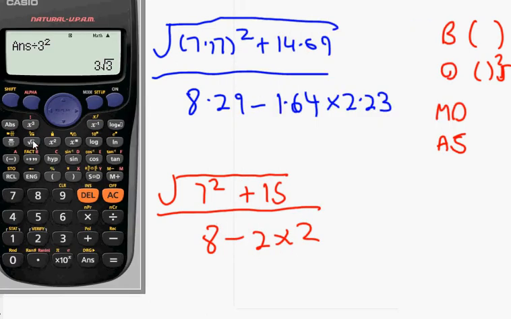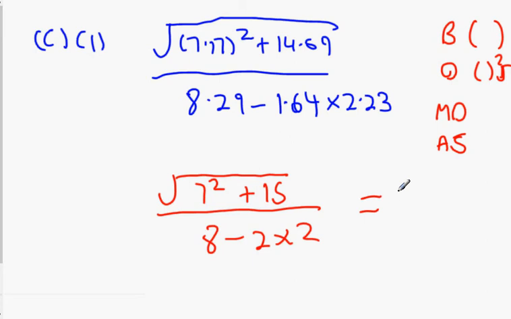Root 7 squared. Now, I made a mistake there. I need to press the fraction button at the start. Okay, root 7 squared plus 15, divided by 8 minus 2 multiplied by 2, and we get the answer is 2. So a lot of you might have made a mistake here, even though there was no need to put yourself in danger of making the mistake.